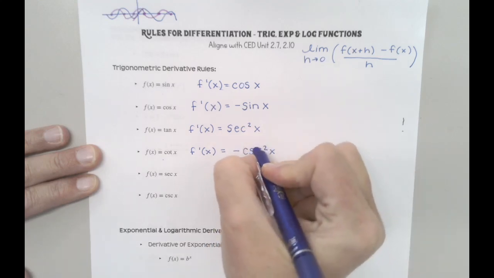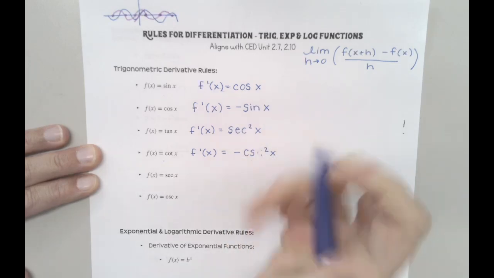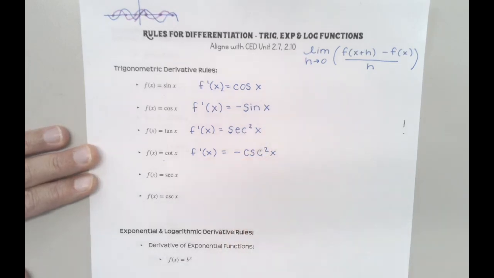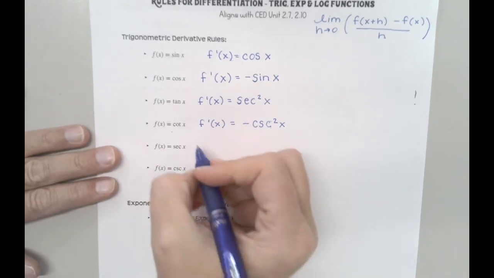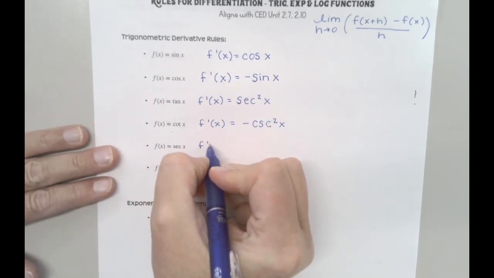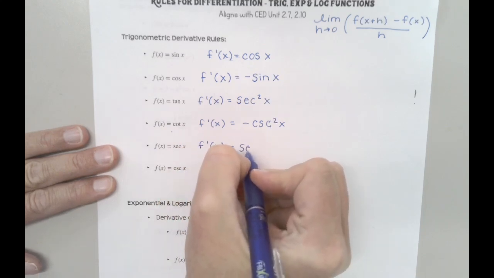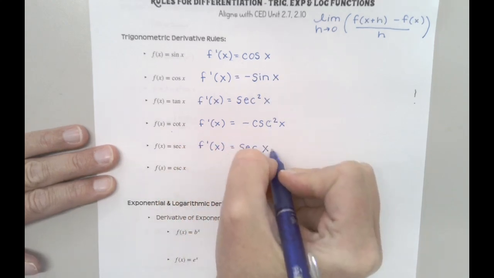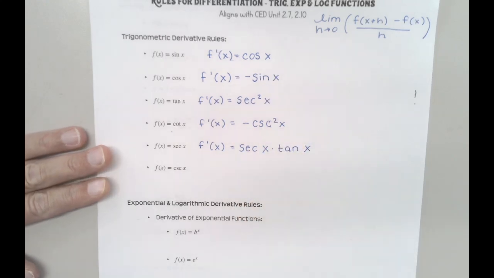Sorry to make that an E there. Okay, but negative cosecant squared is the derivative of the cotangent function. These next two are super weird. The derivative of secant is secant x, almost its own derivative, multiplied by tangent of x.